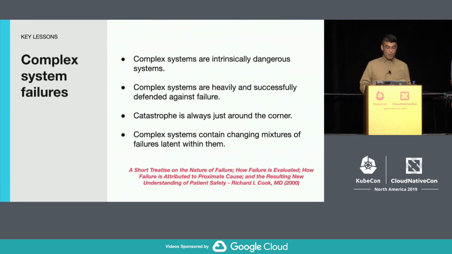One thing that is really important here is that these bullet points are not actually from me. They are from a paper 20 years ago from a doctor, and it was talking about failure in hospitals and in the health system. I found it pretty remarkable because, if I didn't tell you, I think all those bullets apply one-to-one to distributed complex systems. But in fact, they come from a different field.